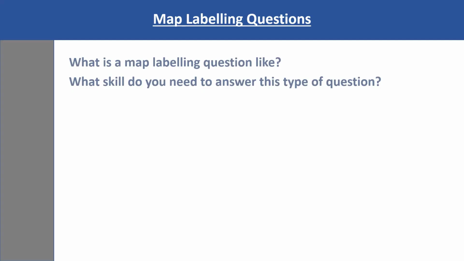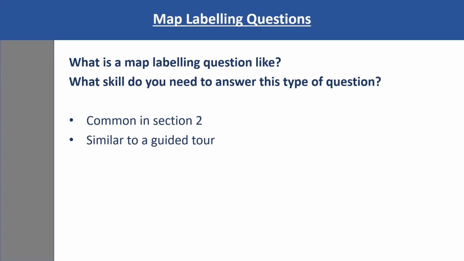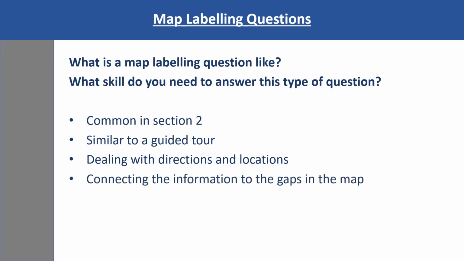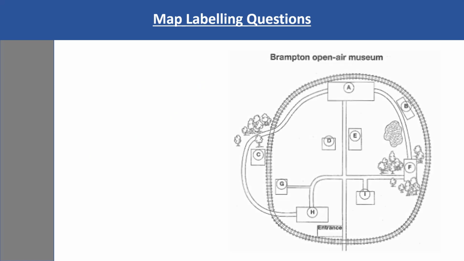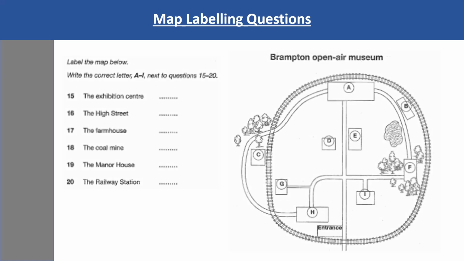Alright, so what is a map question and what types of skills are evaluated or judged? It's similar to a guided tour, and in the questions you need to be able to deal with and understand directions and find locations. So the aim in labeling a map is to connect the information that you hear in the listening to the gaps in the map. This question looks like this.